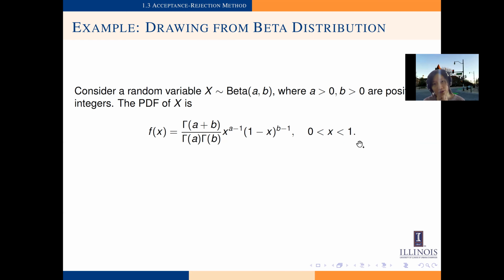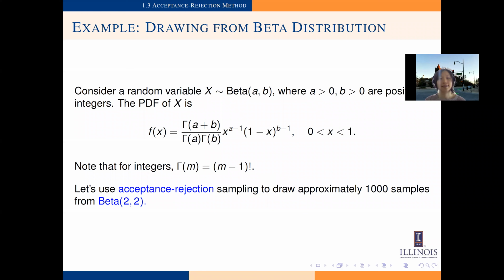The beta distribution is really useful for modeling proportions, so something between 0 and 1. For example, what is the probability that something happens? And we know that p should lie between 0 and 1. Here, the gamma function for integers is equal to the integer minus 1 factorial. For a particular integer m, gamma m is equal to m minus 1 factorial.